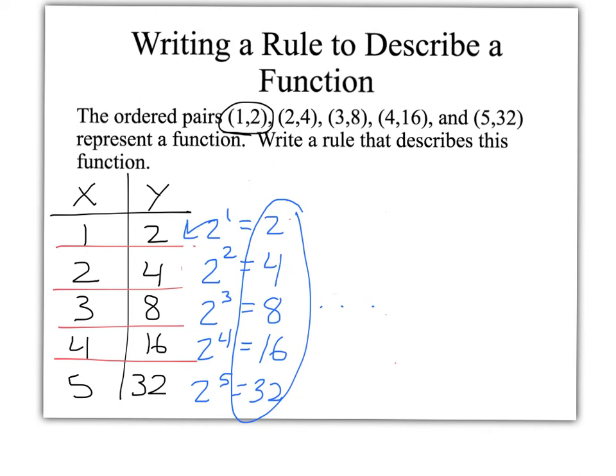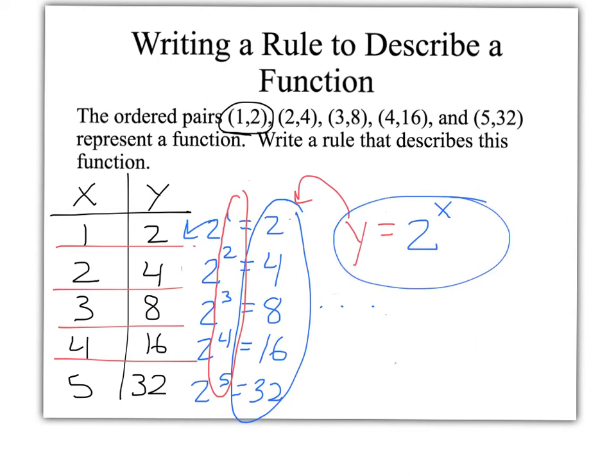Write a rule, or we might as well just write an equation. So y equals, this column right here equals. Now, you have to look at where your x values are. These are your x values right here: 1, 2, 3, 4, 5. So we always have a 2, and then we're raising it. The exponent is actually our x value. So that's your rule.